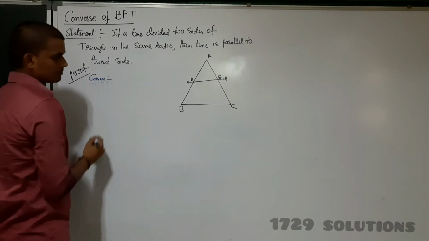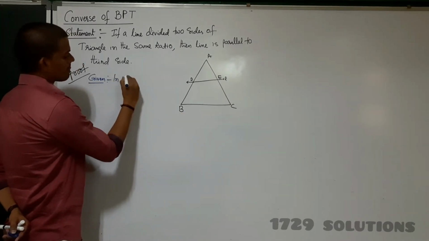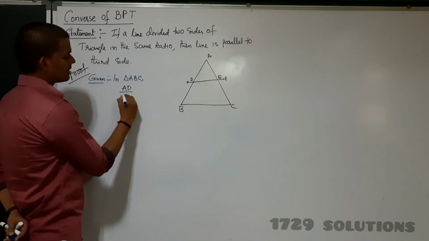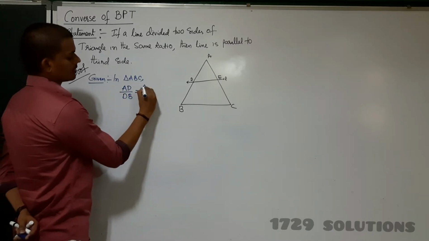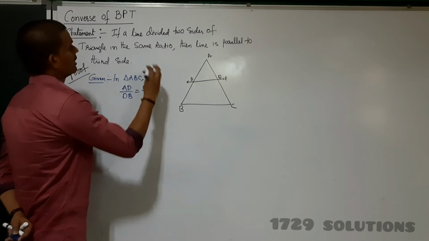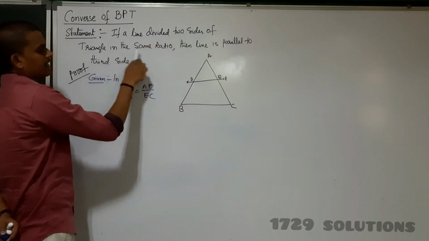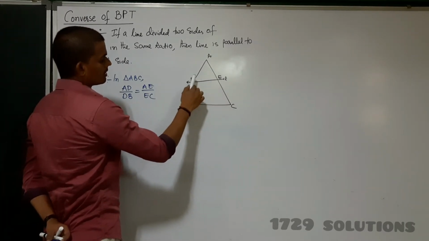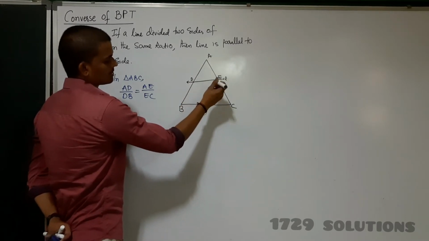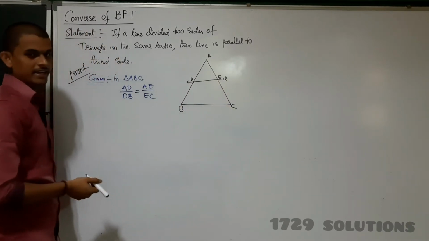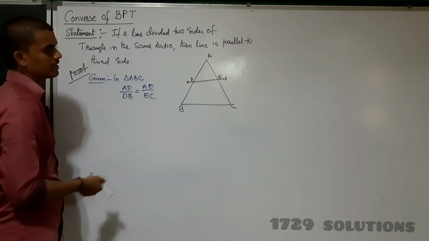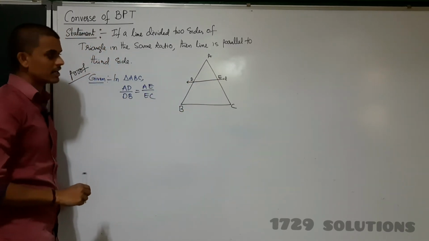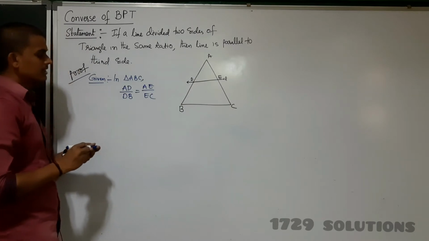What is given? In triangle ABC, AD by DB is equal to AE by EC. This is the meaning of a line dividing the two sides of a triangle in the same ratio. L is a line, and it intersects the triangle at D and E. Then automatically the two sides of the triangle are divided into two parts each. So that is the ratio we can take: AD by DB is equal to AE by EC is the meaning of the given information.